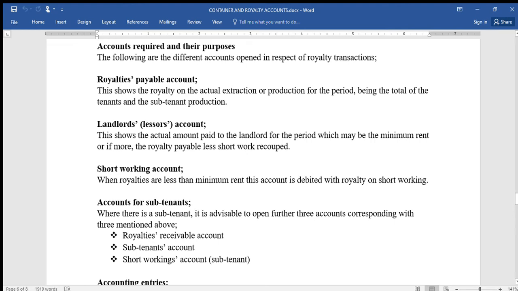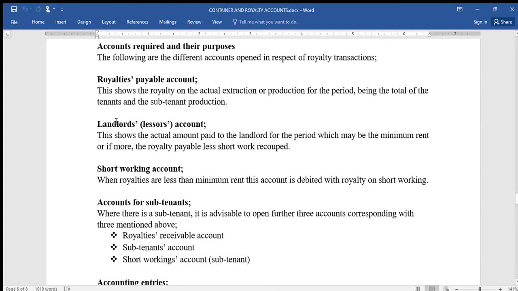The following are the different accounts opened in respect of royalty transactions. First, we have the royalties payable account. This shows the royalty on actual extraction or production for the period, being the total of the tenant's and subtenant's production.